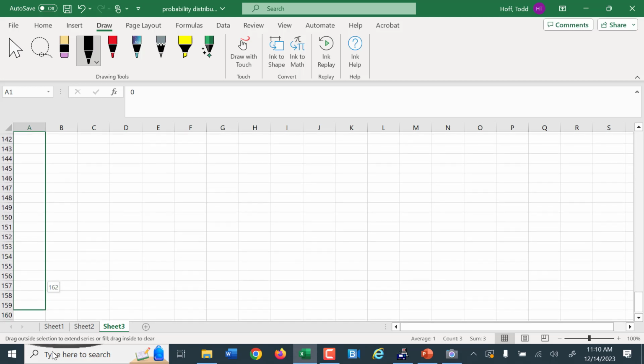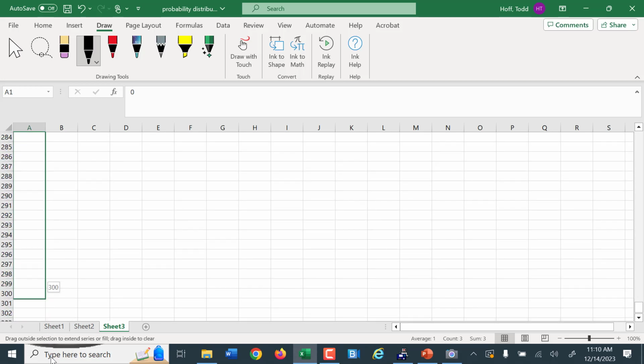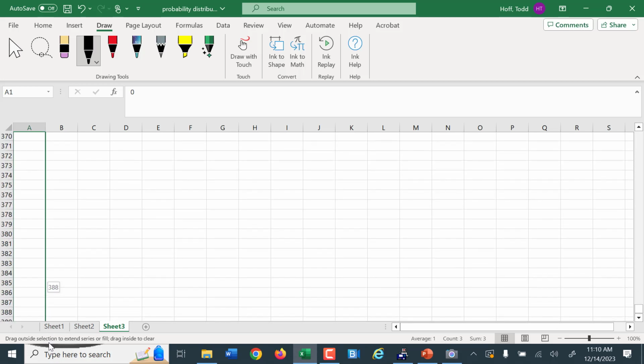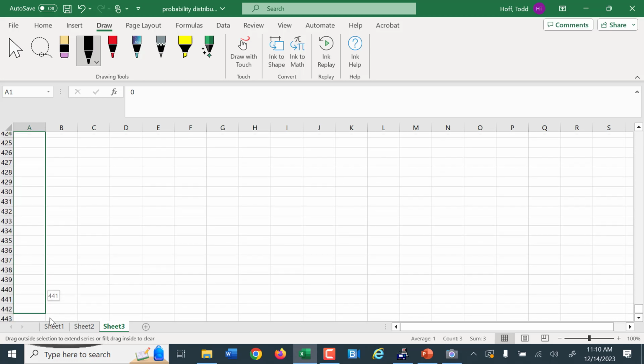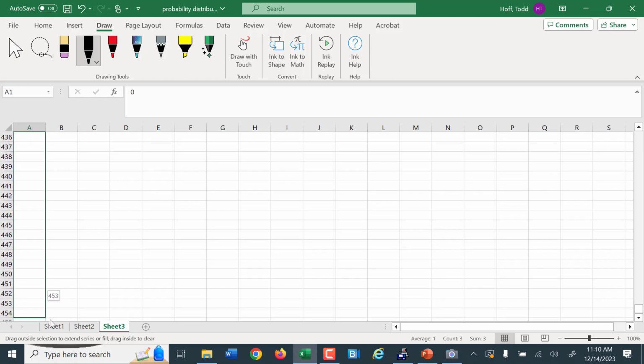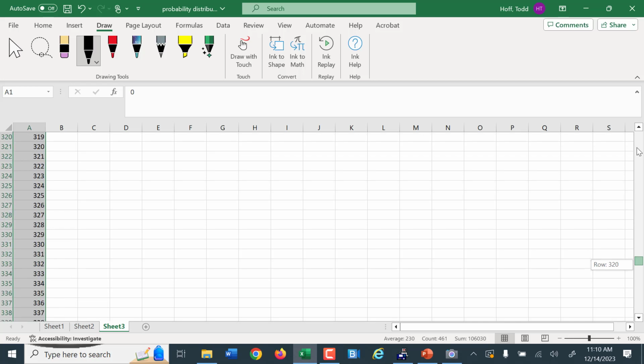Actually, 0 through 460, I should say. It's going to take a while just to scroll down that far. And then we could find our probability.